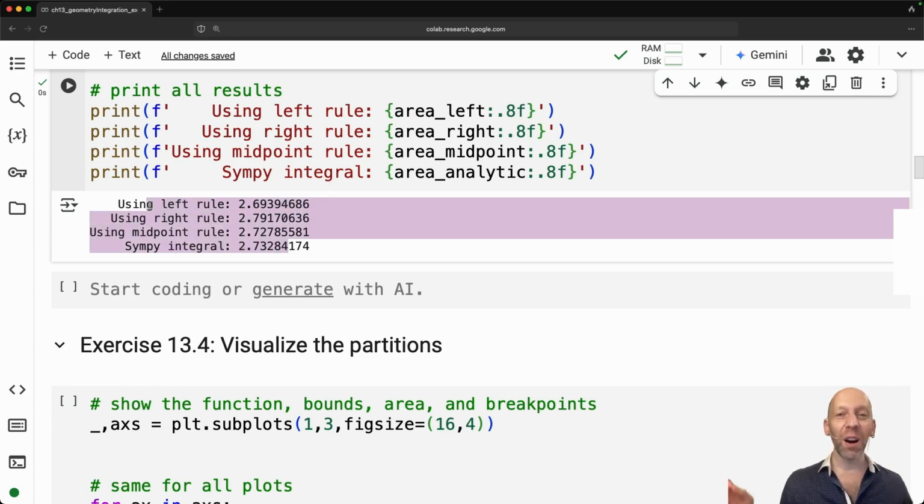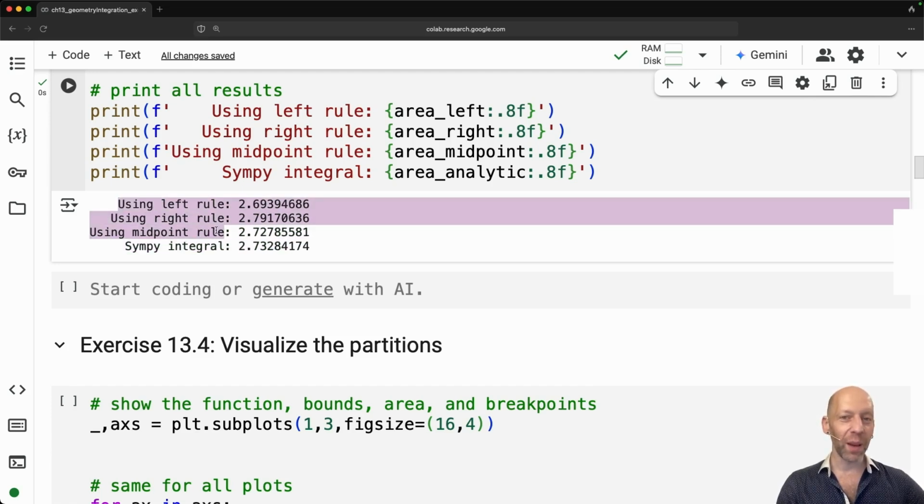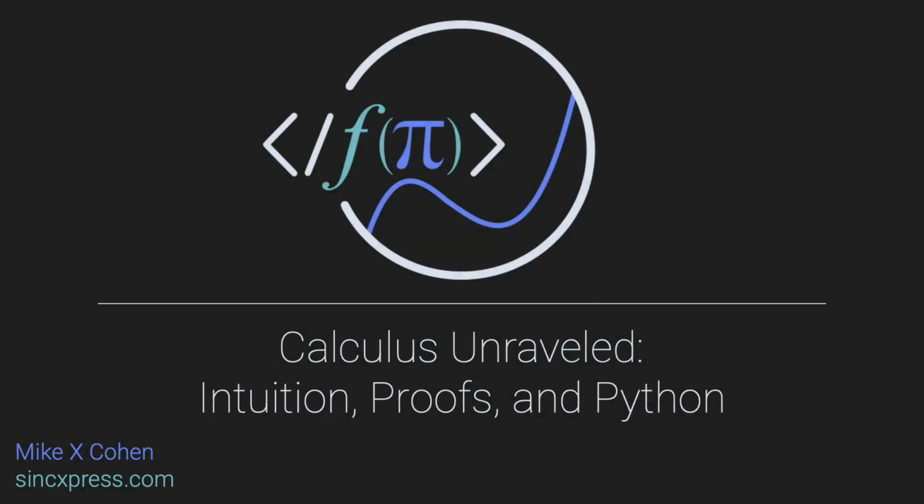But the wrong conclusion to draw here is that the left rule, in general, always for every function, is going to be a worse estimate of the definite integral than these other rules. That happened to work out in this particular case, but that's because of this particular function and these particular bounds for integration. We're going to return to this question in exercise 5. But for now, we're going to go to exercise 4, and that's just about visualizing these partitions that we calculated up here.